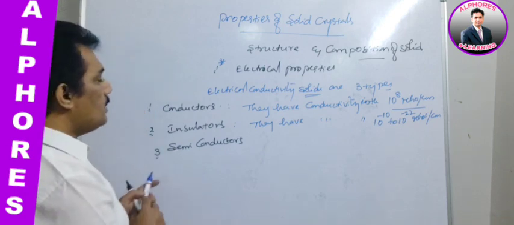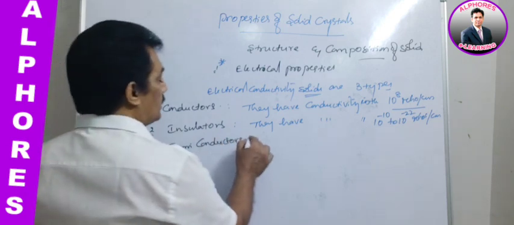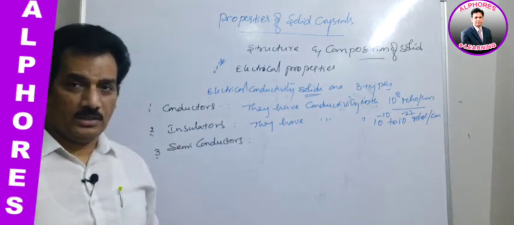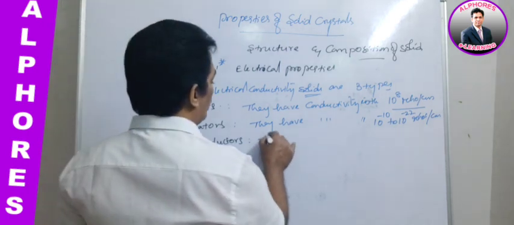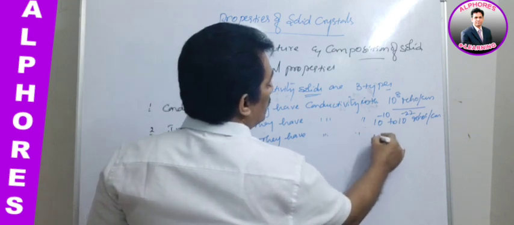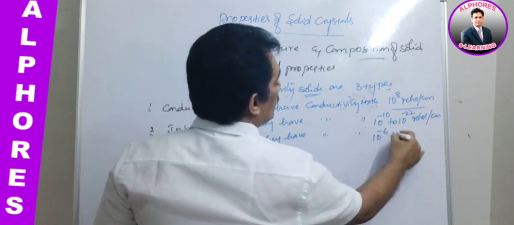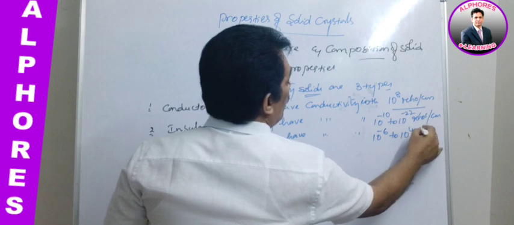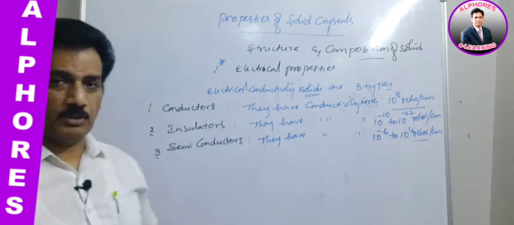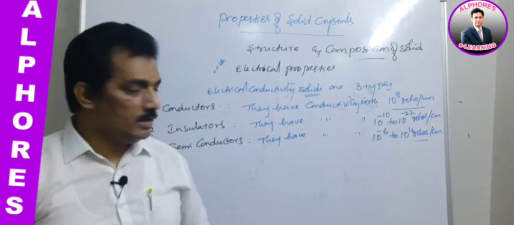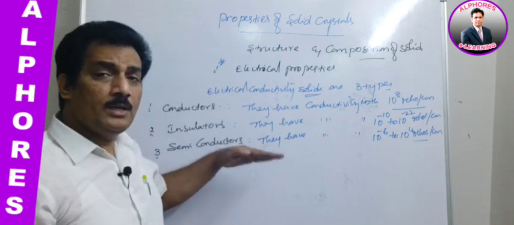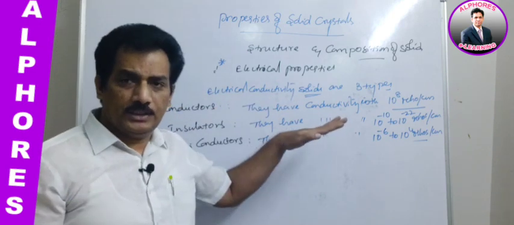Clear? And now coming to semiconductors. Already we know semiconductors sometimes behave as conductors and sometimes are unable to conduct. And they have a conducting range of 10 to the power of minus 6 to 10 to the power of 4 mho per centimeter. All this data is as per NCERT textbooks. Just observe. Clear? These are the three types of solids that depend on the electrical conductivity.